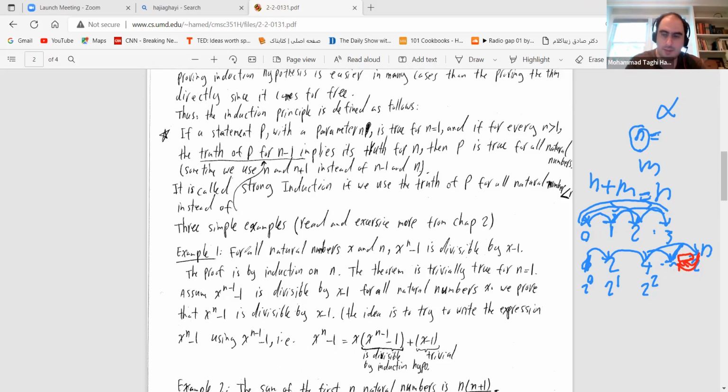So this is one example that we want to do. This is the first example. We want to say that for all natural numbers x and n, x^n minus 1 is divisible by x minus 1.